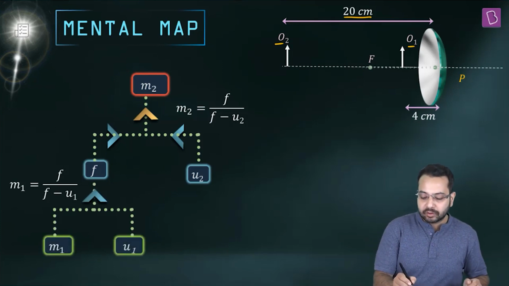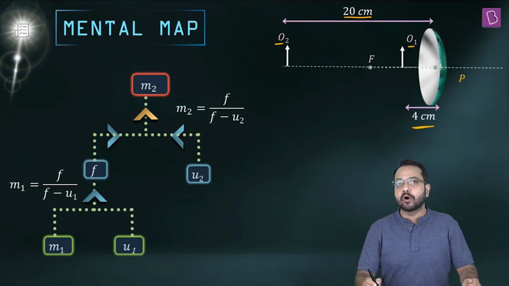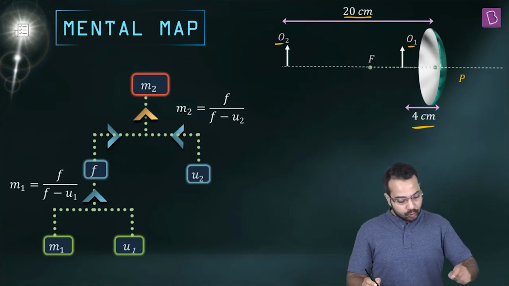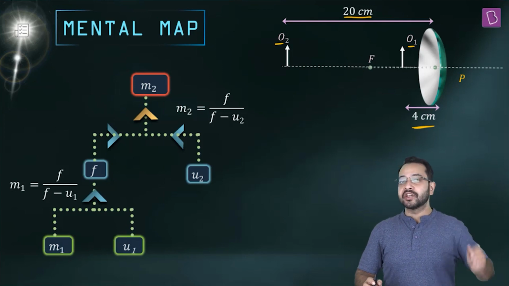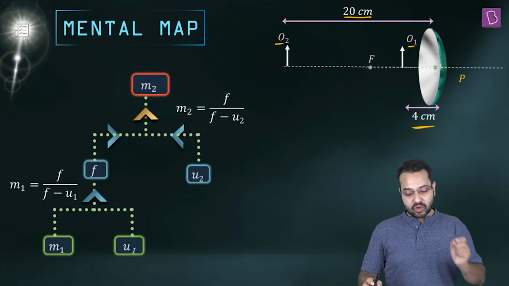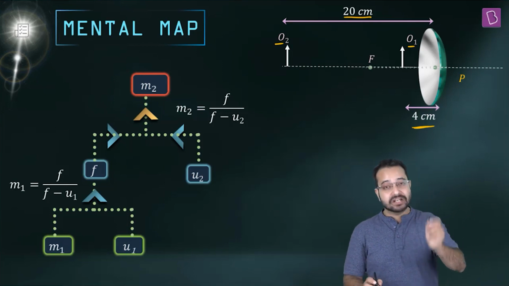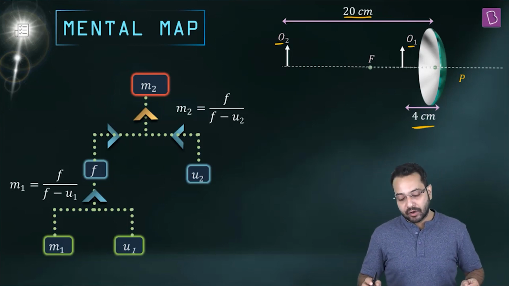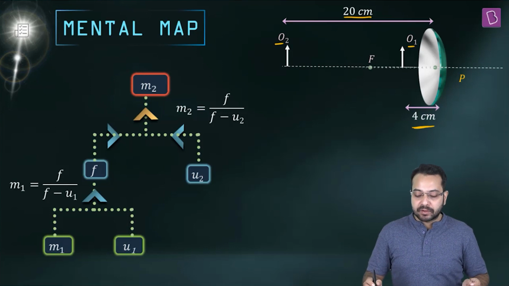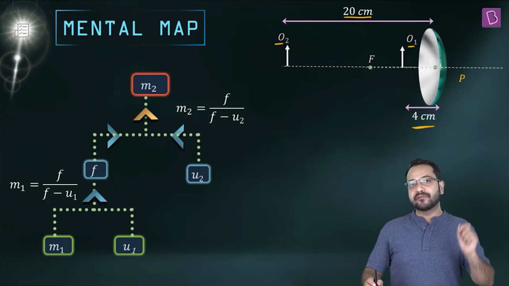Do I know u1? Of course I know u1. I know where the object was placed initially. Do I know m1? Here is the tricky part. I know the magnitude of magnification is 2, but what is the sign? And here the key concept is going to get involved. The object is placed between pole and focus.